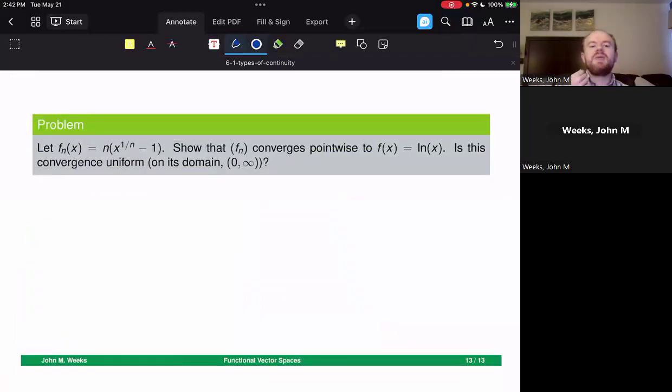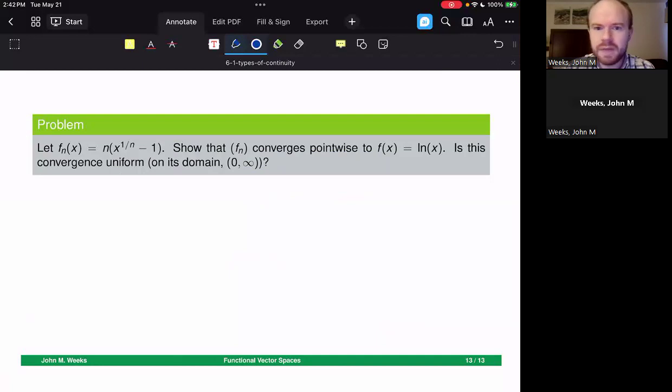Let's take f sub n of x equal to n times x to the 1 over n minus 1. So 1 over n again, there is the nth root, minus 1. And let's show that this converges pointwise to the function f of x equals ln of x. Now, I do have part of this as a homework exercise, but I also want to notate a few things, getting my notes pulled up here.